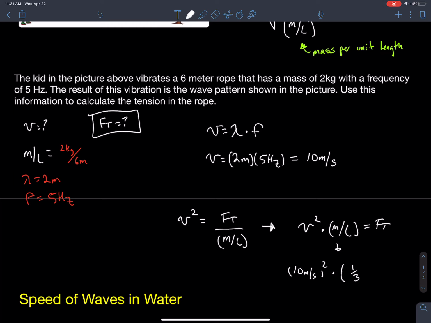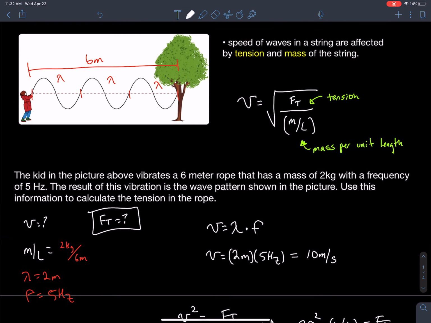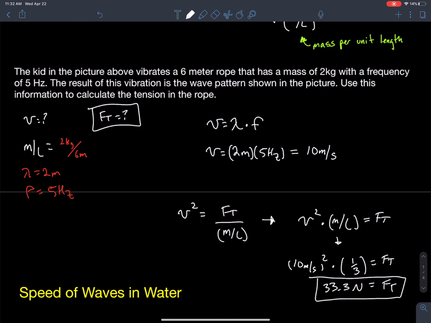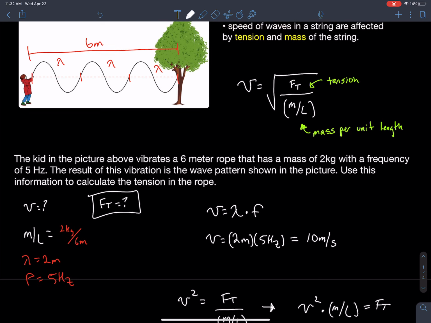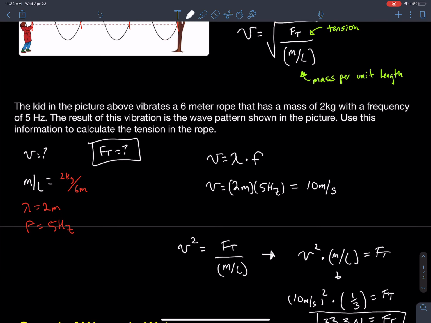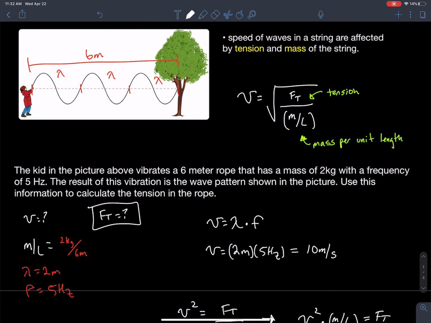So then 10 meters per second squared times, I'd say that's 1/3, because 2 kilograms over 6 meters is going to be 1/3, is going to be equal to Ft. So 100 times 1/3, 33.3 newtons is equal to the force of tension, I believe. I could be wrong, but I believe that's the case, okay? So that's just an example. So at a tension of 33.3 newtons, that string is going to have a velocity of 10 meters per second, and all those variables are put together to solve the problem, okay?